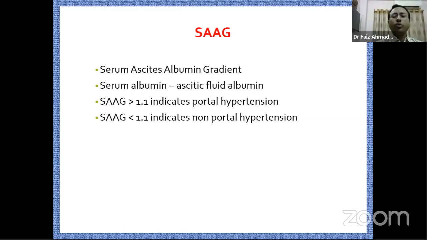Non-portal hypertensive causes could be cardiac failure, congestive cardiac failure, tubercular peritoneal ascites, and malignant ascites. So there are many causes of non-portal hypertensive ascites.